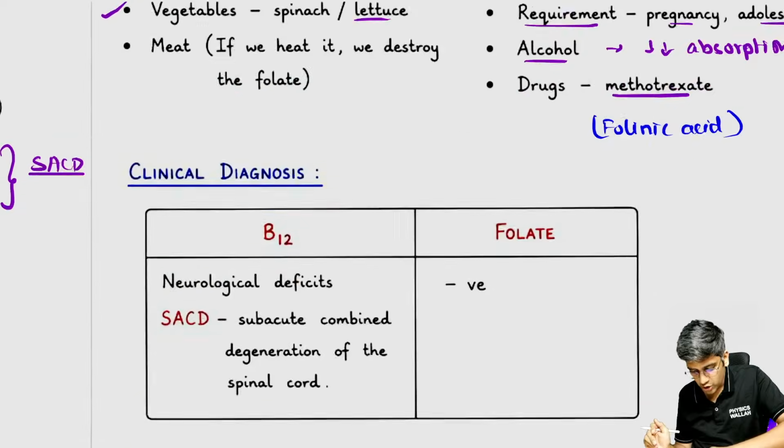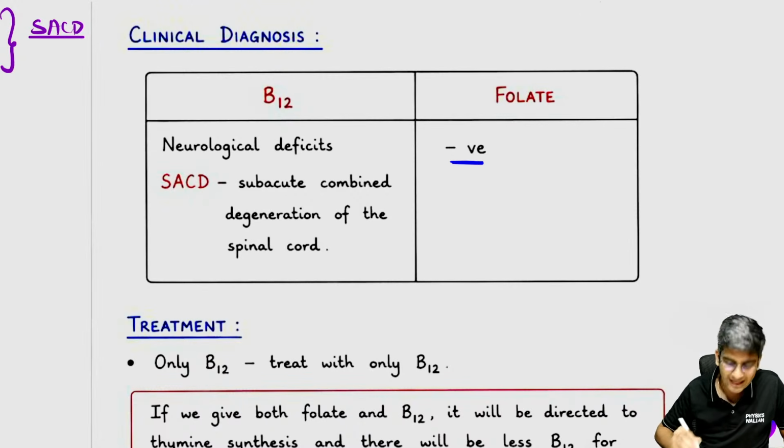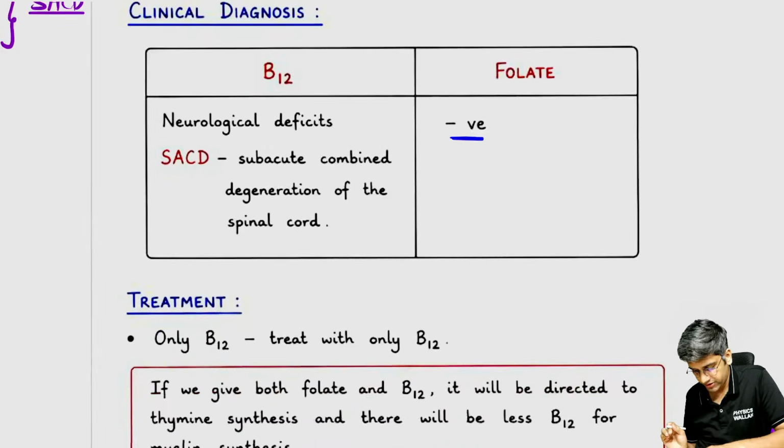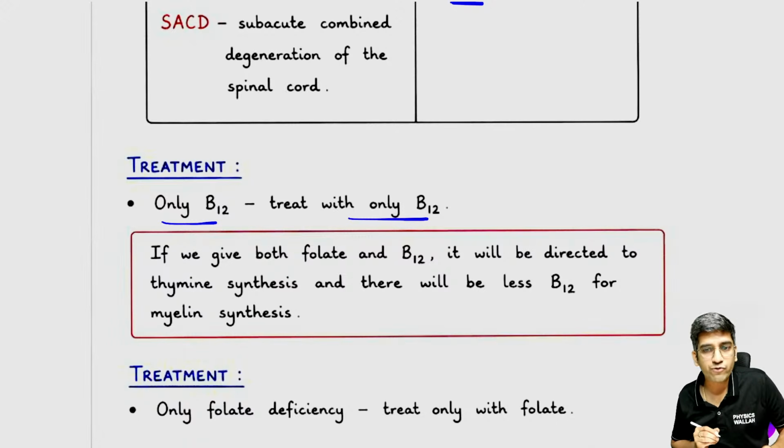So clinical diagnosis will have the same features as B12 deficiency: the knuckle hyperpigmentation, the beefy red tongue, everything will be there. Patients have pancytopenia also. The only thing is you will not have neurological deficits in folate deficiency. Treatment: if only B12 is deficient, please treat with only B12, don't give both. If only folate is deficient, please give only folate, don't give both. If both are deficient, you can give both.